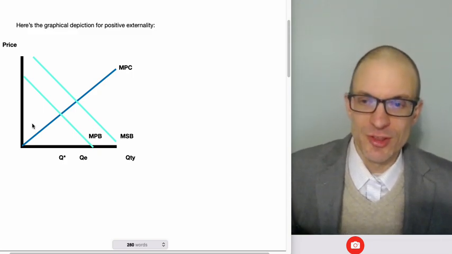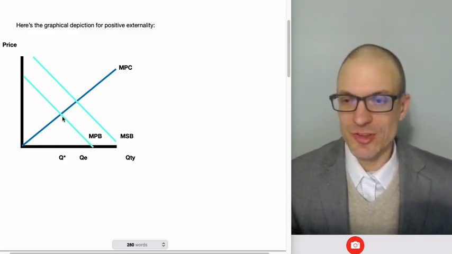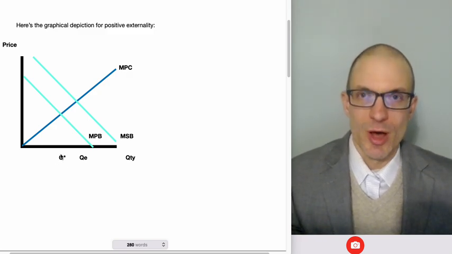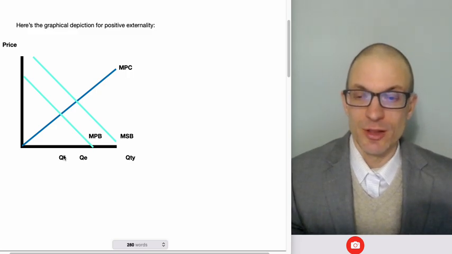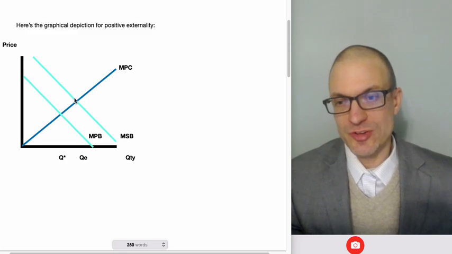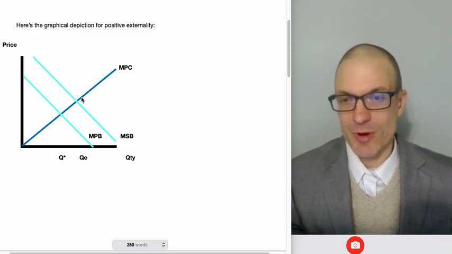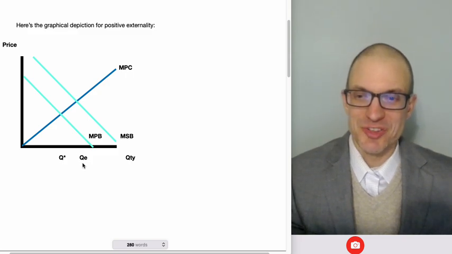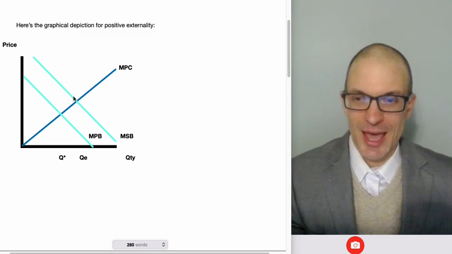What happens is the market left to its own devices is going to generate this equilibrium, this Q star. That'll be the market quantity, the competitive equilibrium quantity, and it's inefficient. It's too little. Here's the efficient quantity, QE. This corresponds to the intersection of marginal social benefit and marginal private cost. So this is the socially efficient quantity. And the problem with the positive externality is that, from society's perspective, we want this quantity to fully capture the benefits that are spilling over to bystanders.